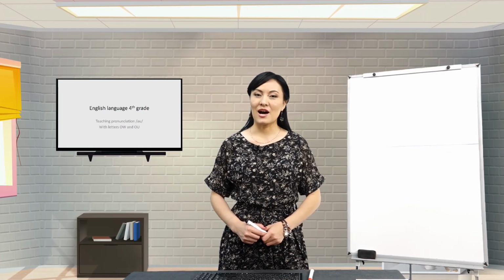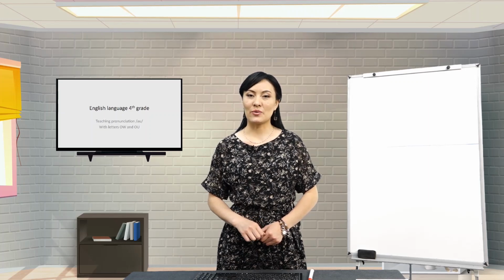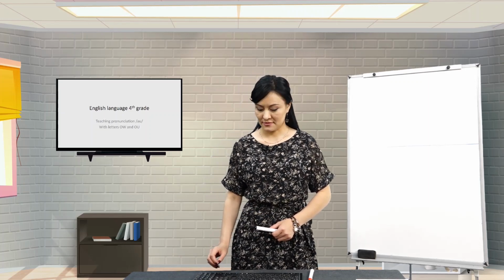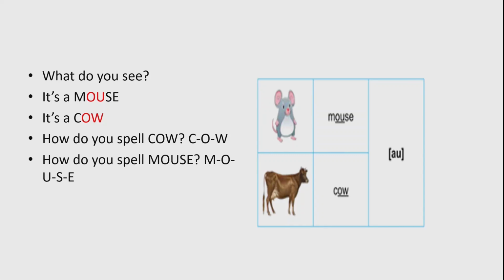Hello children, how are you today? I hope you are doing great. Let's start our lesson. Look at the picture. What do you see? It's a mouse. And it's a cow. How do you spell cow? It's C-O-W. How do you spell mouse? It's M-O-U-S-E.